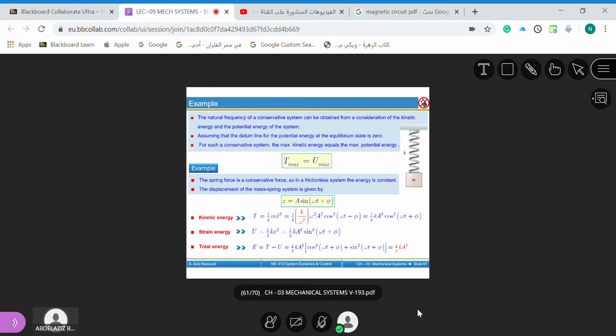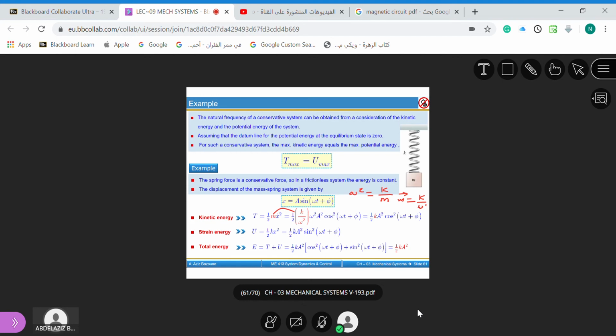The kinetic energy is defined as half m x dot squared. Here, we are just replacing m by k over omega squared. You remember from the previous slide, I told you omega squared will be equal to k over m. So m is equal to k over omega squared. I'm replacing the m by k over omega squared, so I can write half k over omega squared, this is m, times x dot squared.